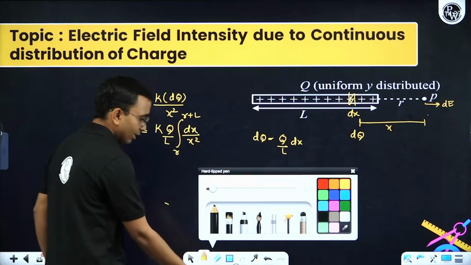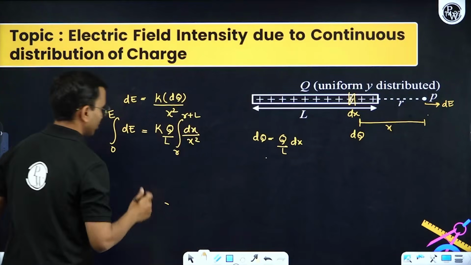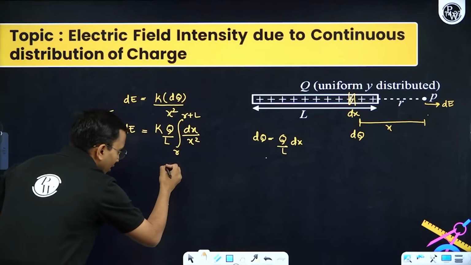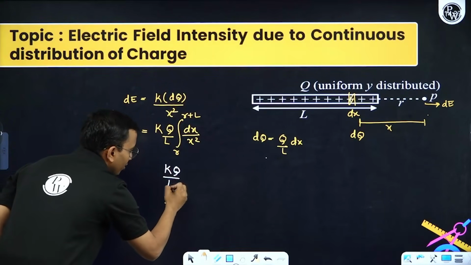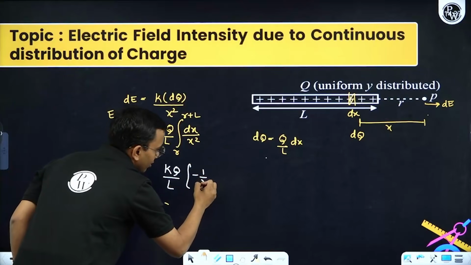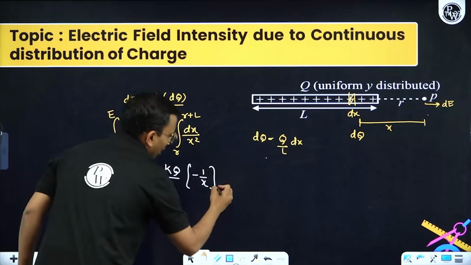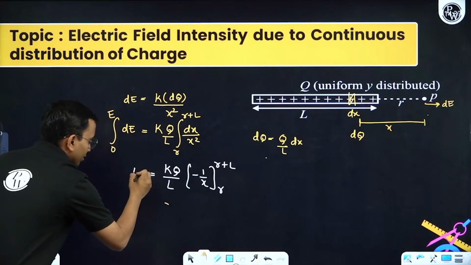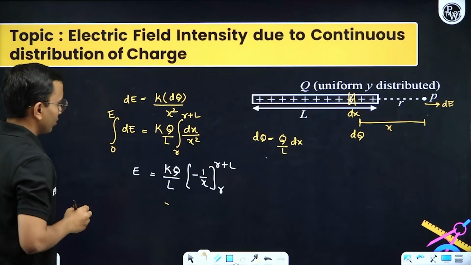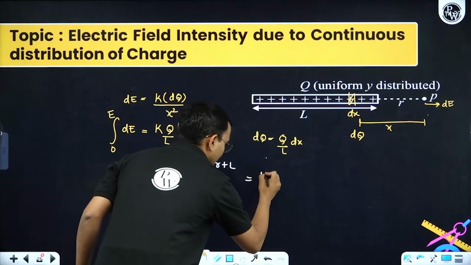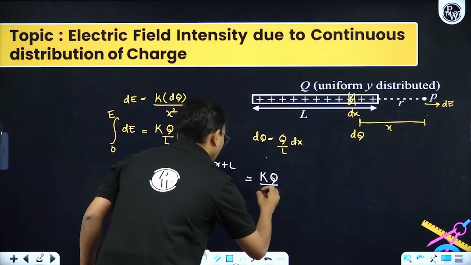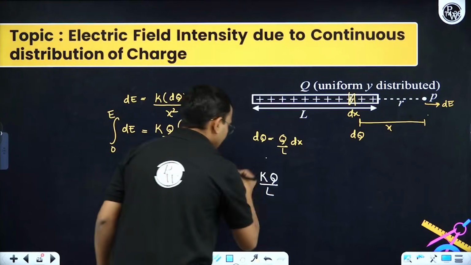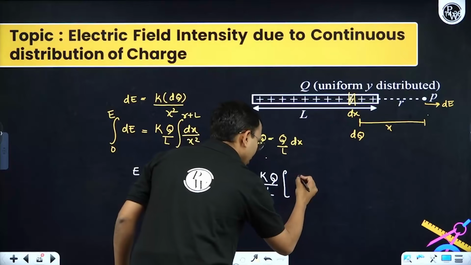Now integration, you already learned that the integration of 1 by x dx, what is that? Minus 1 by x. So kq by L into minus 1 by x, limit from R to R plus L, and this is my E. So what it becomes here, kq by L into upper limit minus lower limit, minus sign is there, I will consider it, so it will become lower limit minus upper limit.